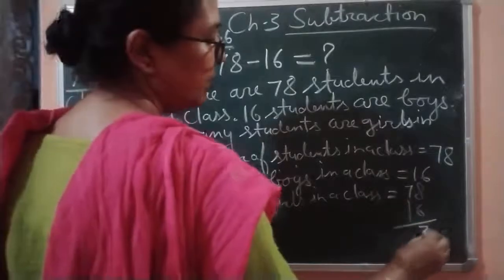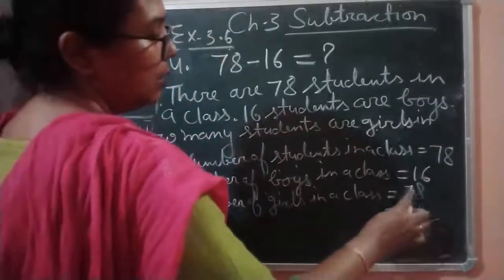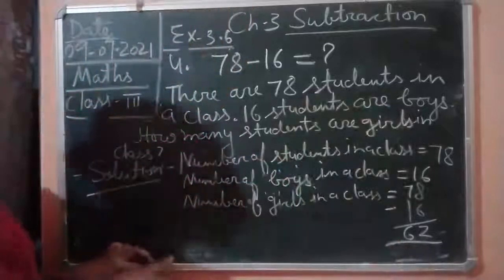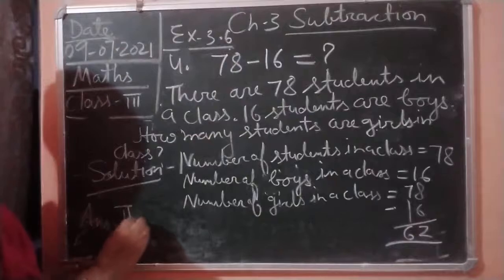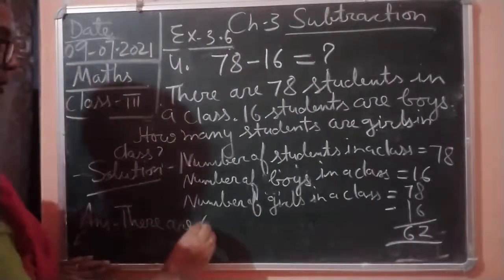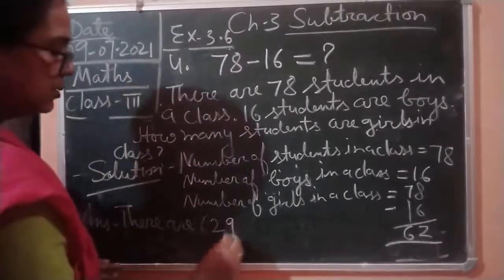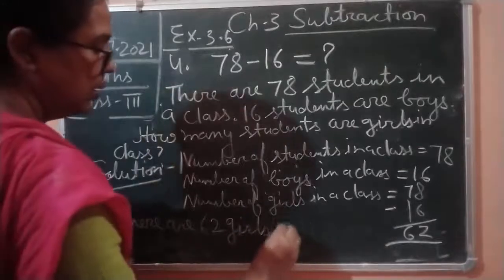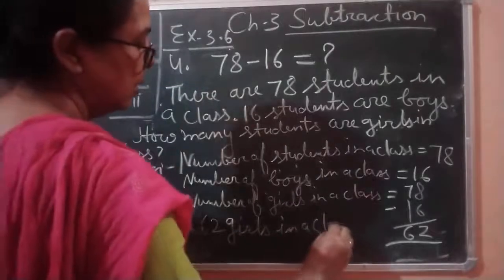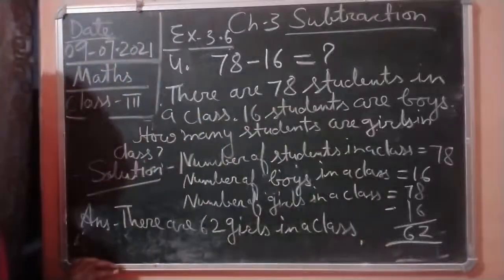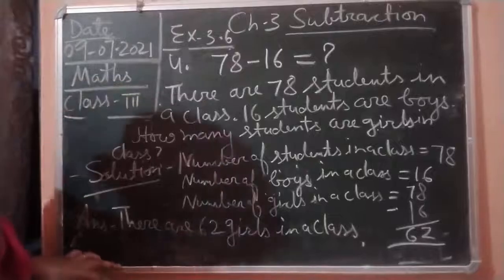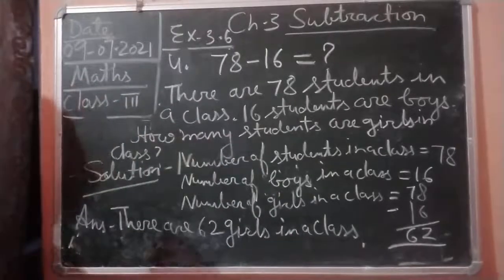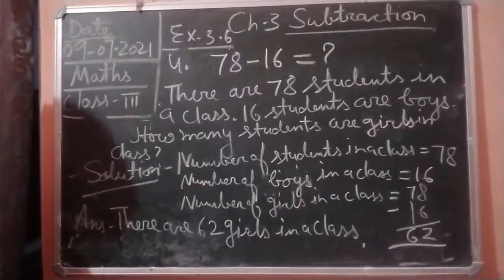8 minus 6 we will get 2, 7 minus 1 we will get 6. So there are 62. Answer, there are 62 girls in a class. ठीक है? So here you can see increasing number of girls. Okay? So children, write it down or take a screenshot. Now we are moving to the next one, children.